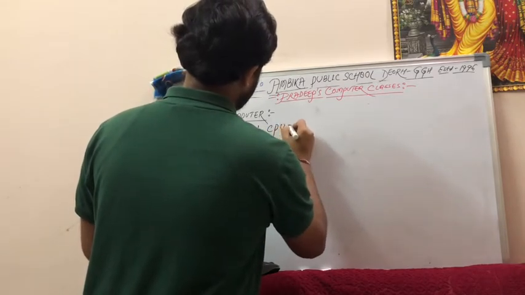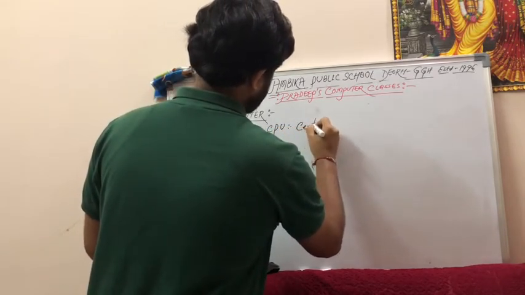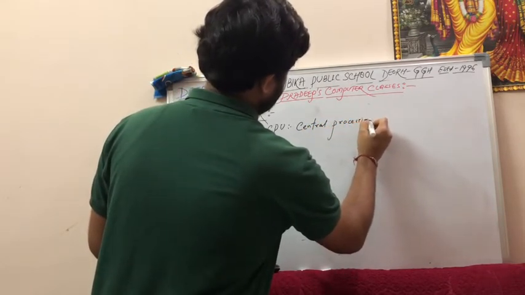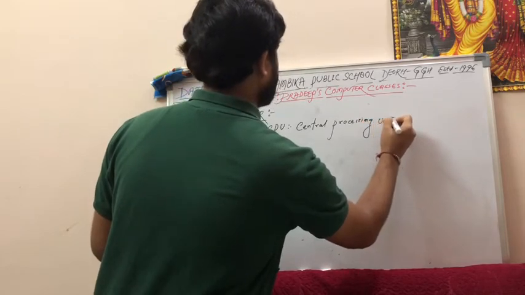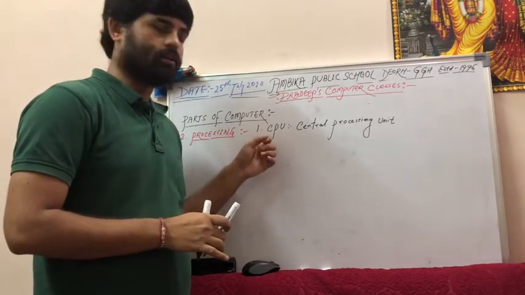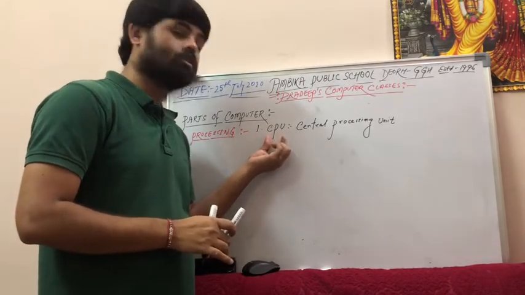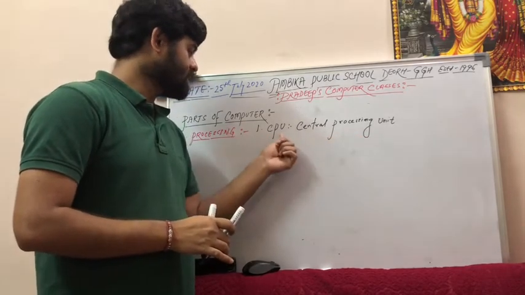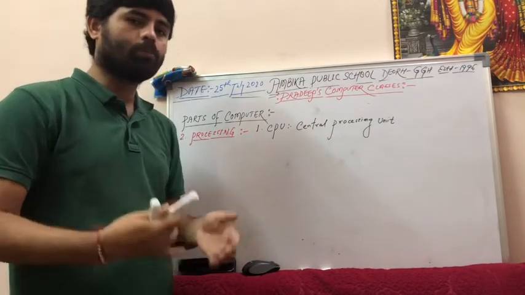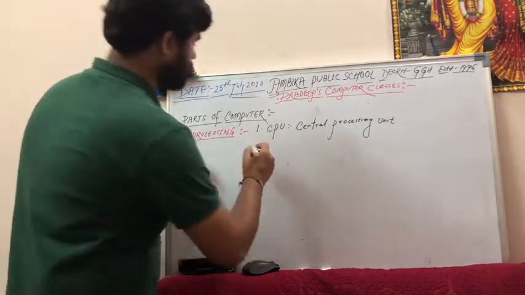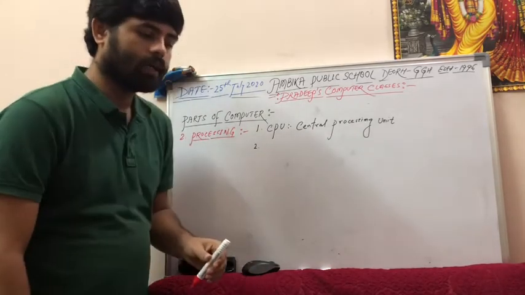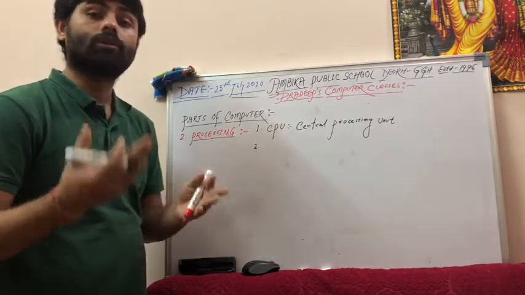CPU, Central Processing Unit. So this is the part of the computer basically. The part is called CPU, Central Processing Unit. This is the part which is responsible for doing any type of processing. So what is the meaning of processing in computer? Meaning is, the device which acts on data and gives the necessary output or result.